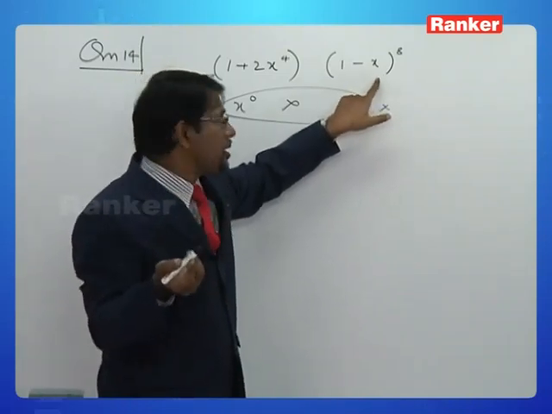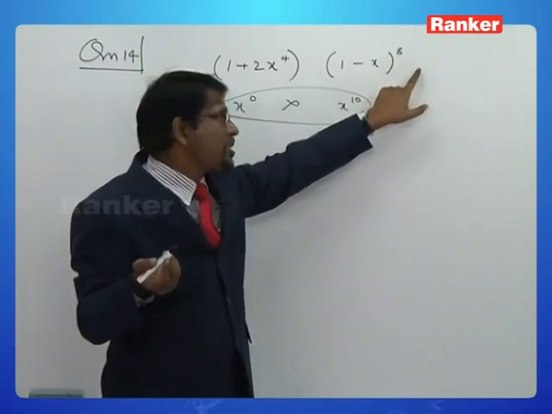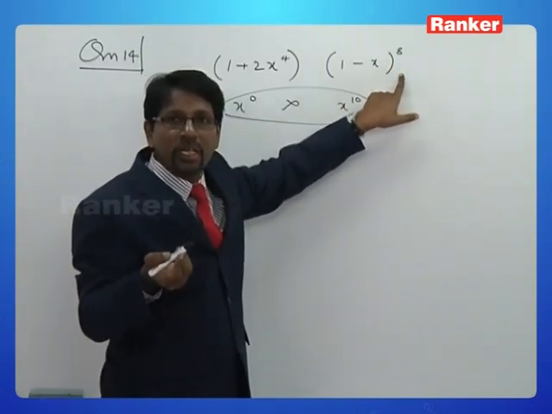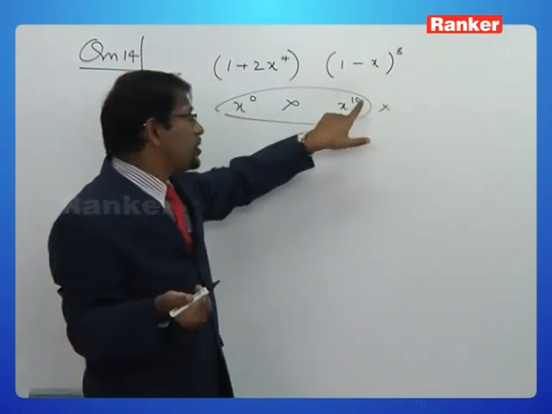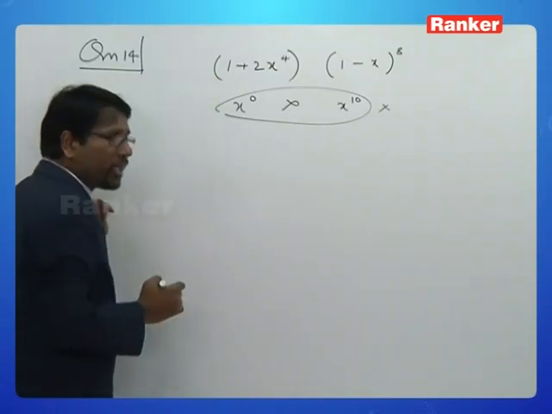But x power 10 term doesn't appear in this expansion. What is the highest power of x that appears in the second expansion? It's only x power 8 there. So we can't take this combination. So what is the other combination we can take?